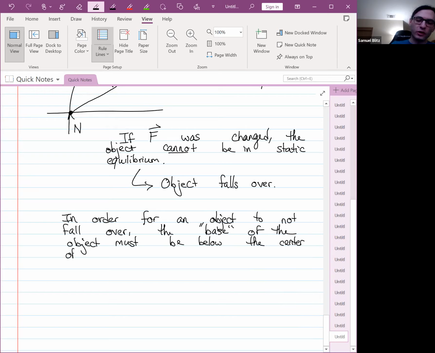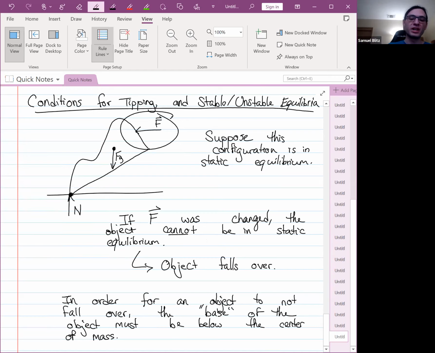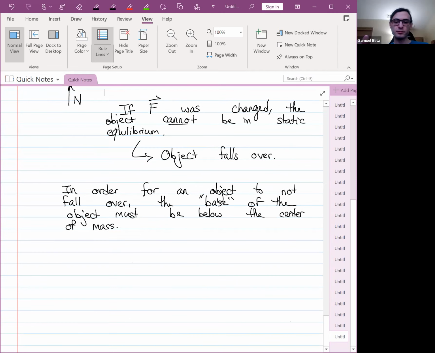And that's only true if the gravitational force is the only force that's present, right? If we get rid of F, this thing will fall because the base is not below the center of mass. But if we got rid of F and maybe it was angled like that, so there's a part of this that was touching the ground, then maybe it would stay up. It might balance because the normal force could shift to be directly below the center of mass, directly below where the force is applied.